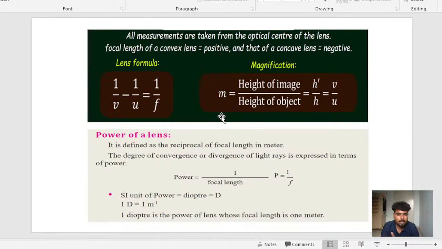So I can directly say that the focal length of a convex lens is positive, because the focal length of a concave mirror is negative, right? So it is opposite.